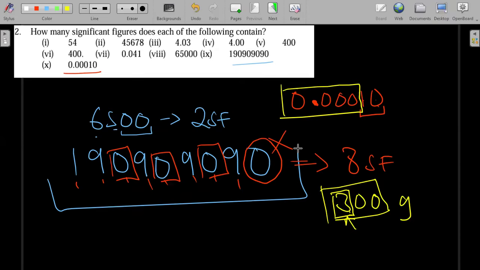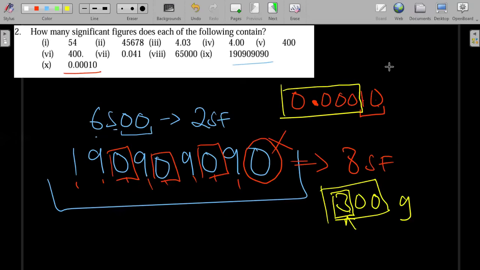Exactly, they're important to the magnitude of the number. No wonder we are considering them as significant. So if you are given a number that was measured and has SI units, you also count the zeros, even if there's no decimal point there. That's an exception that you should take note of.